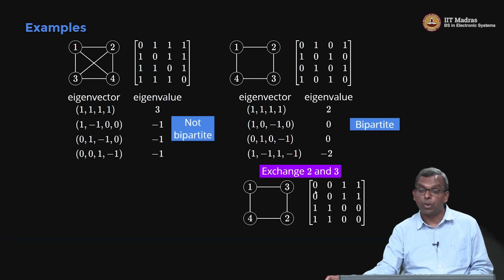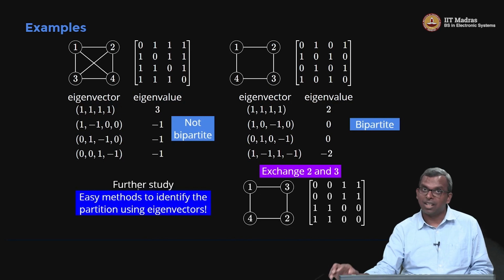And in fact, you can do more, right? So what I've told you is only this. You can do much more. There's further study. If you're interested, you can look it up. There are easy methods to identify the bipartition using eigenvectors and eigenvalues as well.